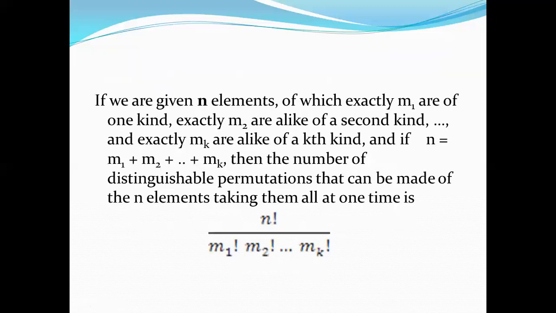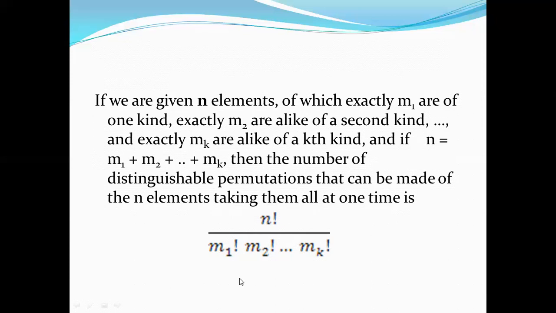Okay. Let's have this one theorem under permutation. So sabi daw dito, if you are given n elements of which exactly m sub 1 are of one kind, m sub 2 are alike of second kind, and exactly m sub k are alike of a kth kind, and if n is equivalent to m sub 1 plus m sub 2 hanggang m sub k, then the number of distinguishable permutations that can be made of the n elements taken all at one time is, okay, we have this formula. How do we apply this formula?